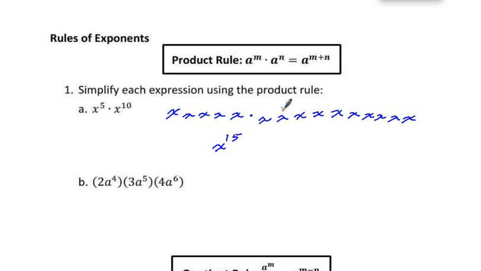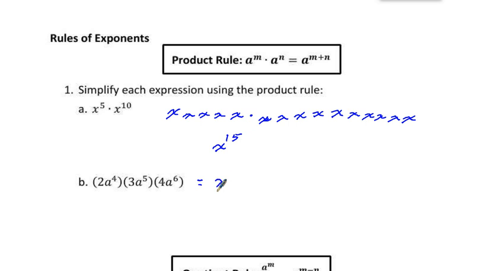In the next example, I'm not going to write out the problem exactly the same as we did the first. Instead, I'll do this more as you will commonly work through a problem like this. Okay, 2a to the 4th times 3a to the 5th times 4a to the 6th.